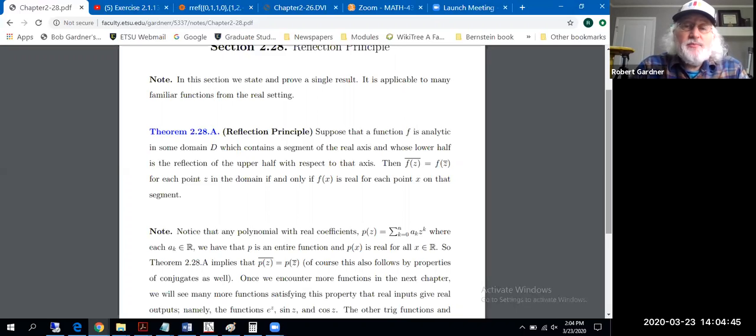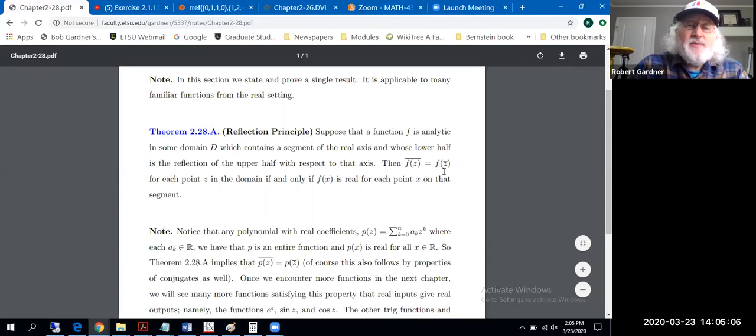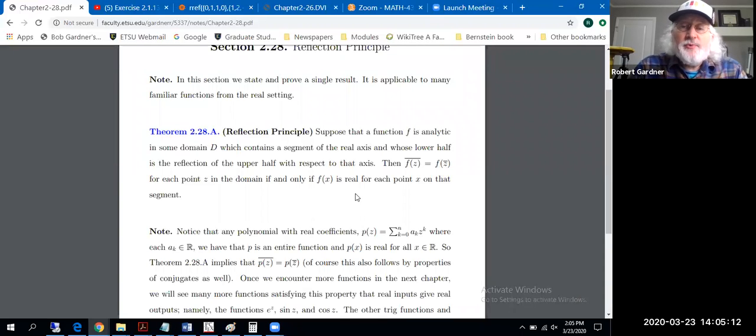And the reflection principle states, suppose that a function f is analytic in some domain D, which contains a segment of the real axis and whose lower half is the reflection of the upper half with respect to that axis. Then f of z bar equals f of z, bar for each point z in the domain, if and only if the function's real when the input is real.